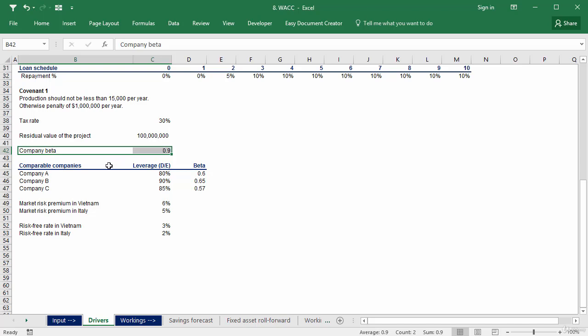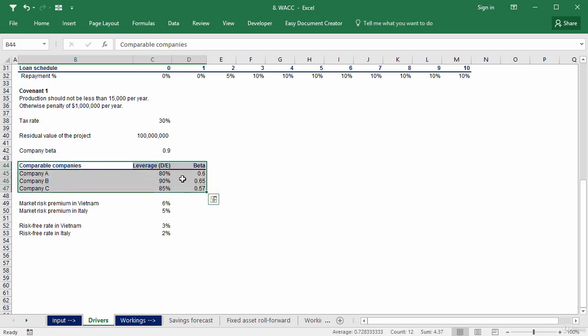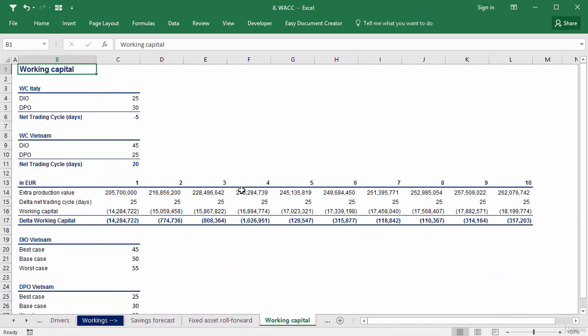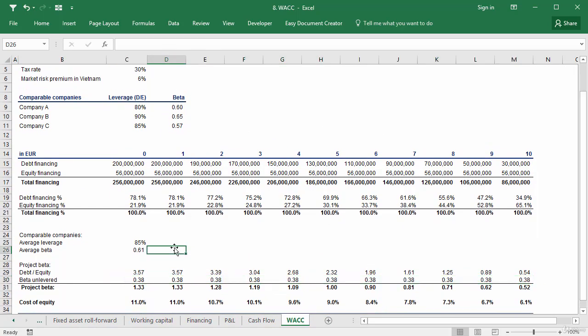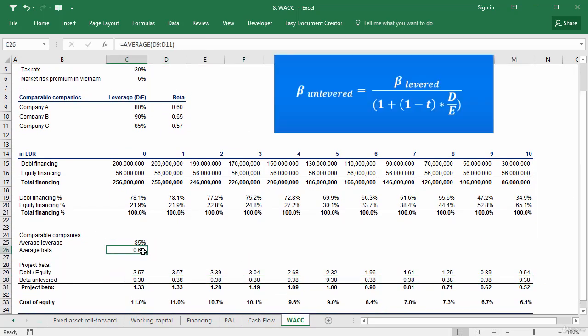This is why our team provided us a list of comparable companies performing the same activity in Vietnam. We have their leverage and beta. So, what needs to be done is calculate the average leverage and the average beta of the three companies, and then adjust the average beta obtained according to the leverage of our project. How can we do this? Well, we need to use the formula for unlevered beta, which has been done here.